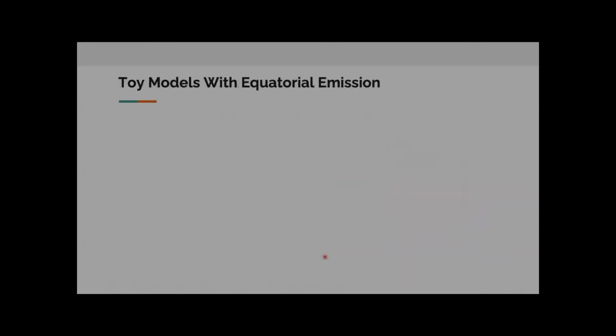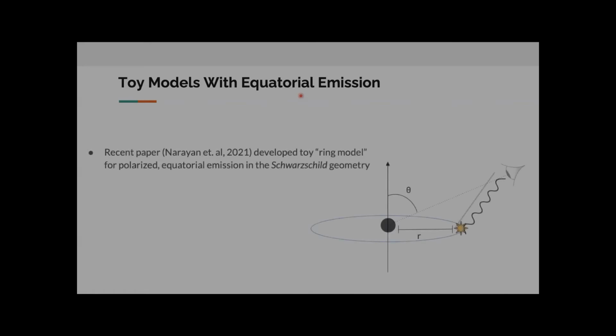Now, one way to do that is to use toy models. In particular, one could use a toy model of equatorial emission, localizing all of the emission to the midplane, because toy models can help disentangle all of these different features. One such example of a toy model was published just last month, in a recent paper led by Ramesh Narayan, which developed a toy ring model for polarized equatorial emission in the Schwarzschild geometry.